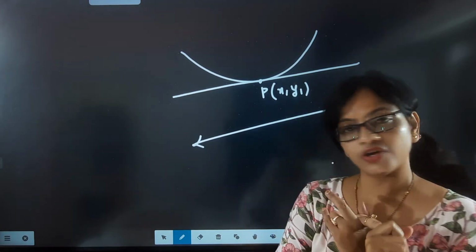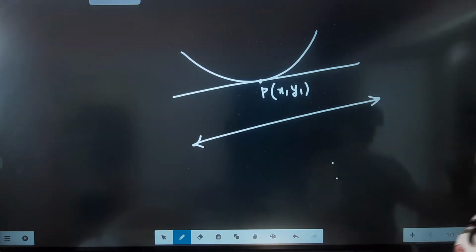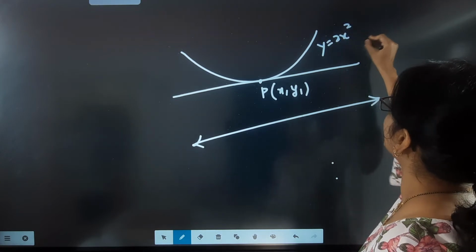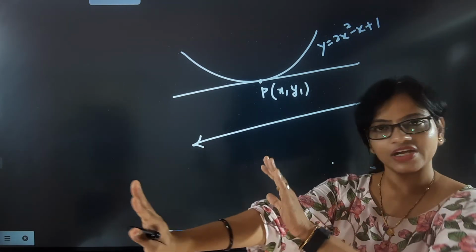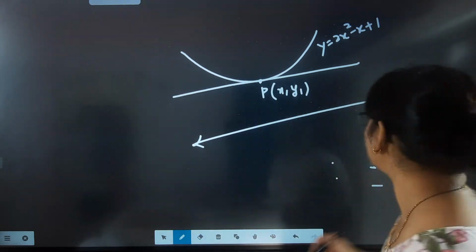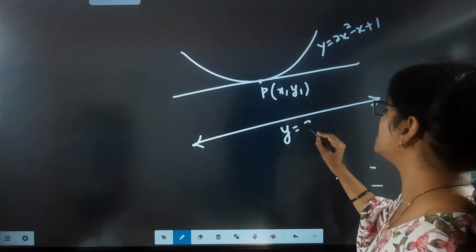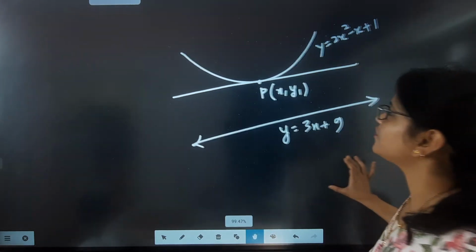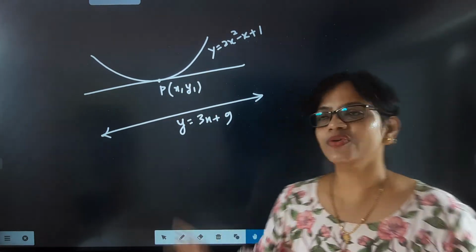They have given the equation of the curve also. So let's write the equation of the curve. The equation of the curve given to you is y = 2x² - x + 1. This is the equation of the curve given to you. This is the common contact point between the tangent and the curve. And one more important piece of information they have given is that y = 3x + 9 is the equation of the line which is parallel to the tangent. Now you have to just find this common contact point between the tangent and the curve.